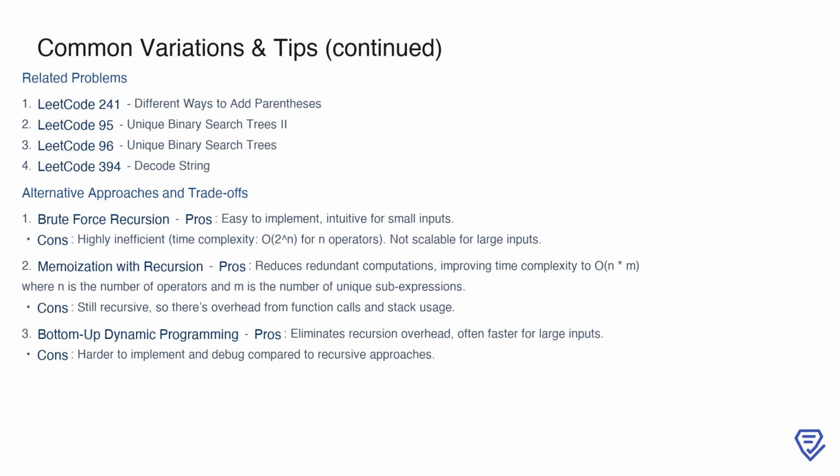A better option is to use memoization with recursion, which reduces redundant computations and improves time complexity to O(n*m), where n is the number of operators and m is the number of unique subexpressions. However, this still carries overhead from function calls and stack usage. For even larger inputs, a bottom-up dynamic programming approach can be more efficient, as it eliminates recursion overhead entirely. But keep in mind, implementing this can be more challenging and debugging might take extra effort.